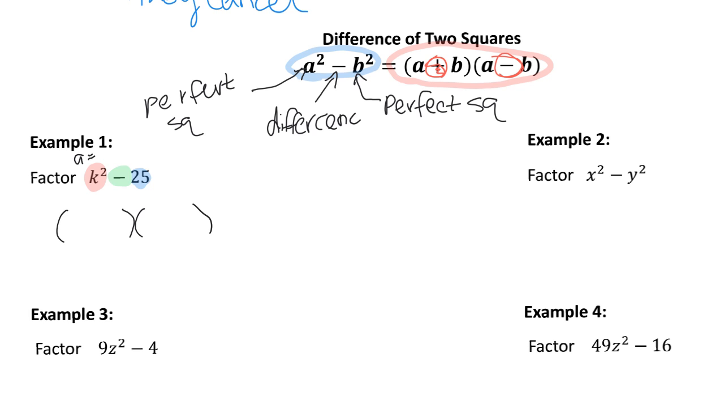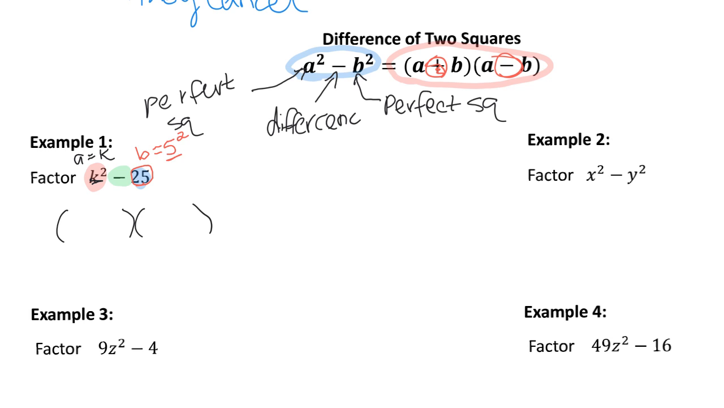So since it's k squared, a is just then equal to k, right? Because that's our base value. And then b is equal to, what is the square root of 25? It's really 5 to the second power, right? So 5 is my b then.